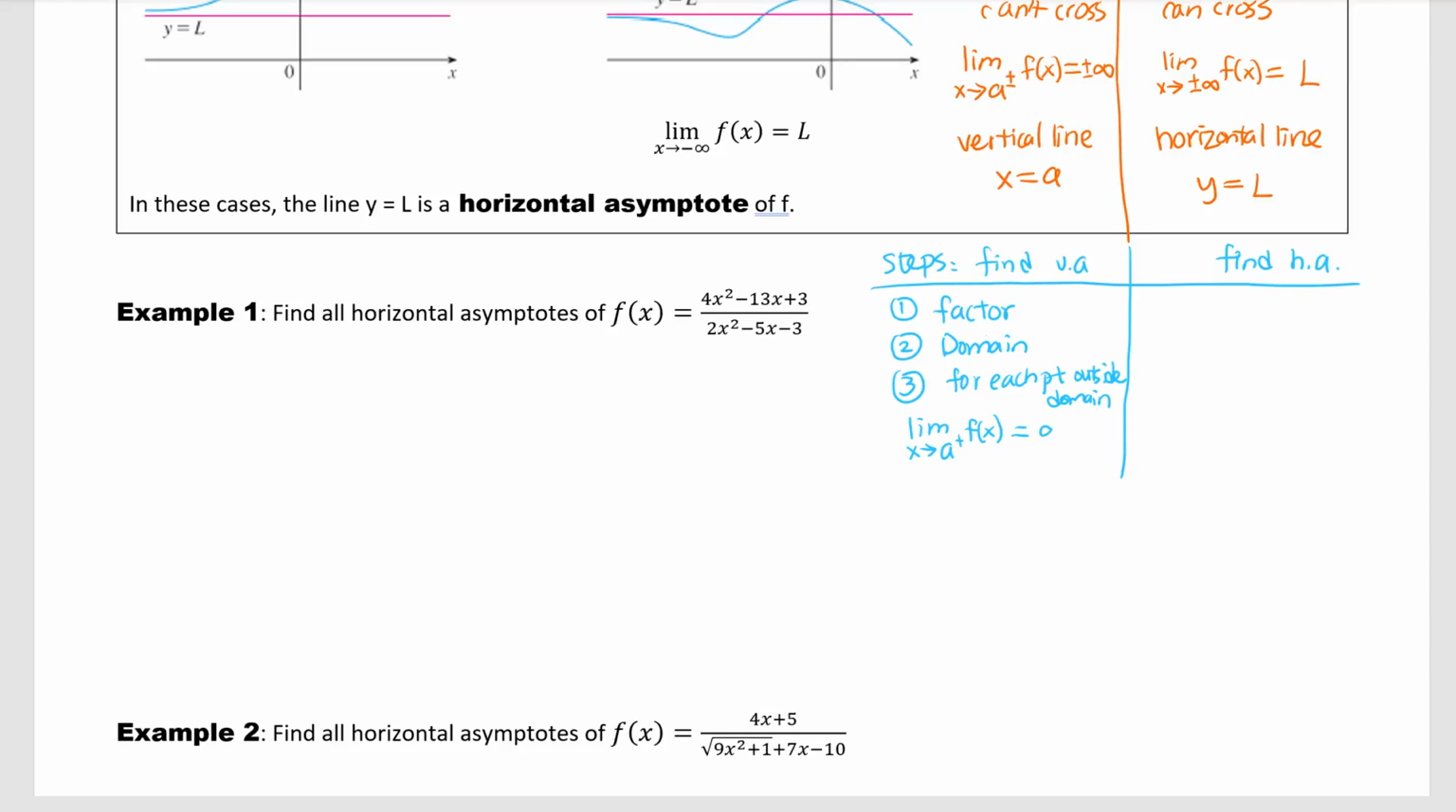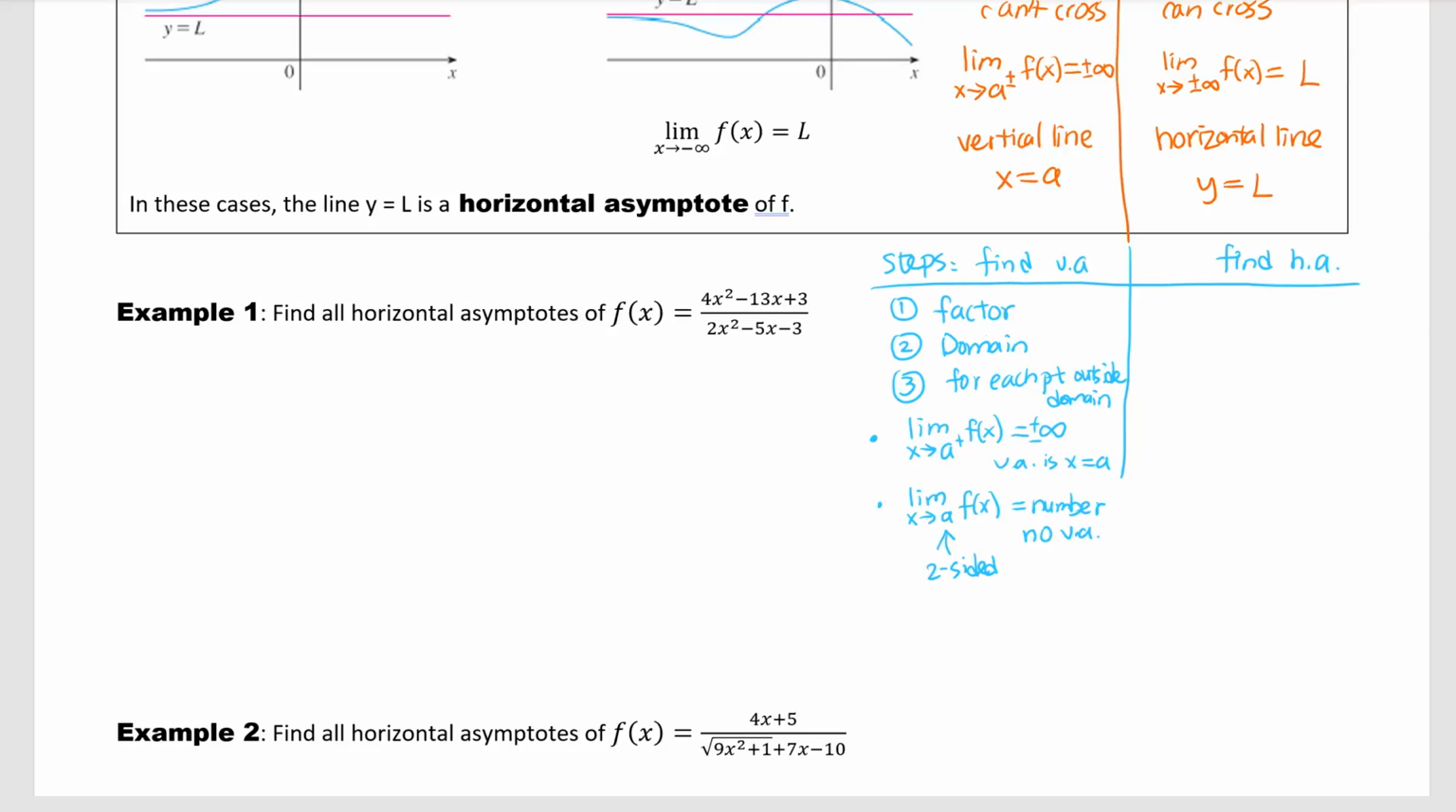If this limit is infinity or minus infinity, then we have the vertical asymptote x equals a. To show no vertical asymptote, we need the two-sided limits. If this limit is a number, which is not infinity or minus infinity, then we don't have a vertical asymptote there. So here we need the two-sided limits to show no vertical asymptotes.